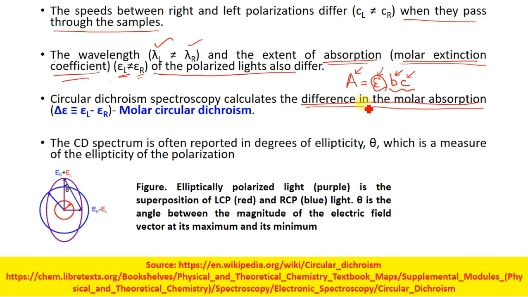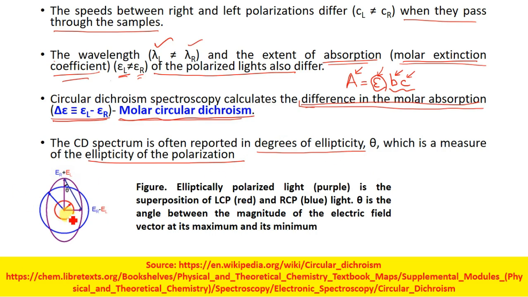This is changing. So while you are measuring the change in the absorption, you are basically measuring the difference in the molar absorption coefficient, and this factor delta epsilon is regarded as the molar circular dichroism. The CD spectrum is often reported in degrees of ellipticity theta, which is a measure of the ellipticity of the polarization.